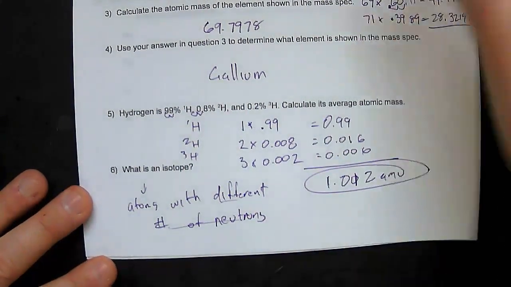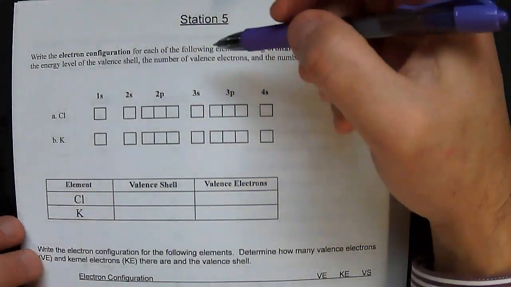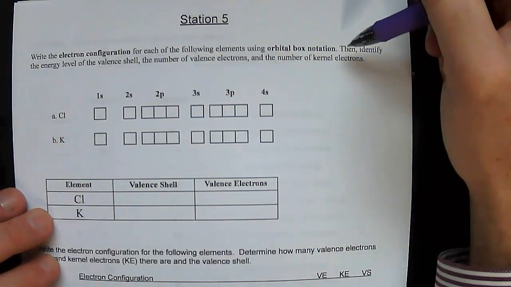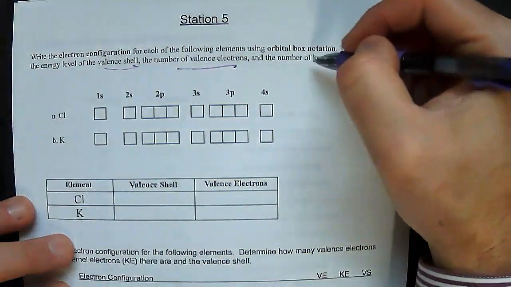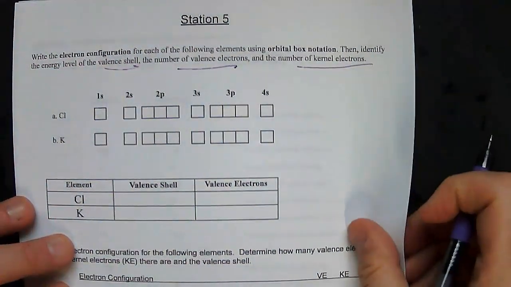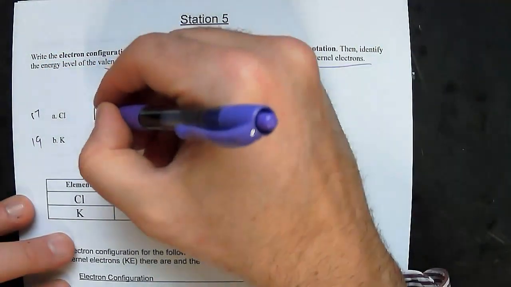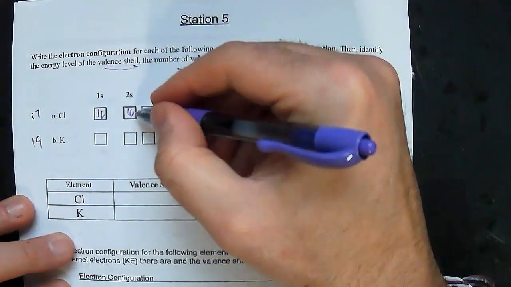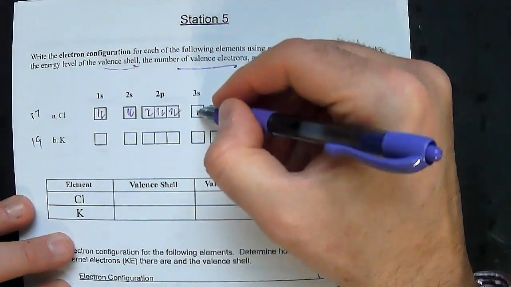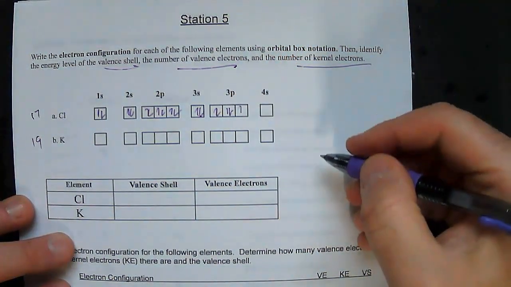Okay, so station 5 now. Whew. Electron configuration. So it's like do the orbital box notation, and it says valence shell, valence electrons, kernel electrons. Chlorine has 17 electrons, potassium has 19. So this is going to be 1, 2, 3, 4, 5, 6, 7, 8, 9, 10, 11, 12, 13, 14, 15, 16, 17.